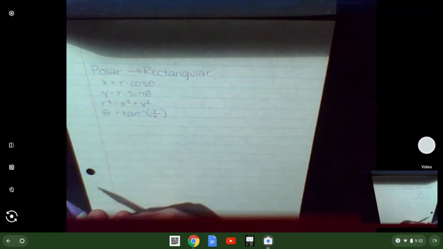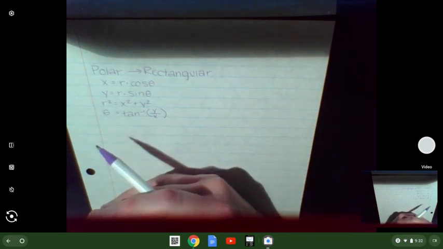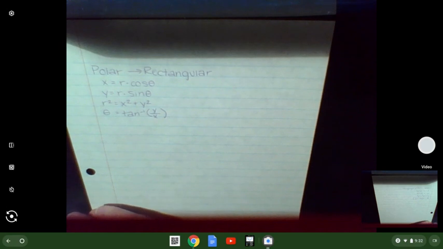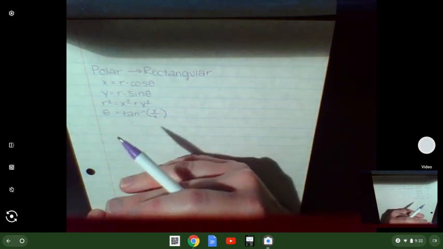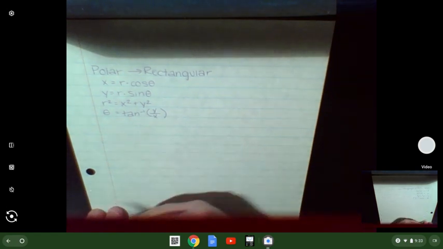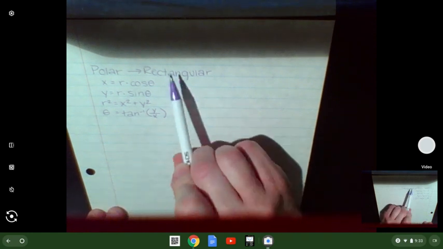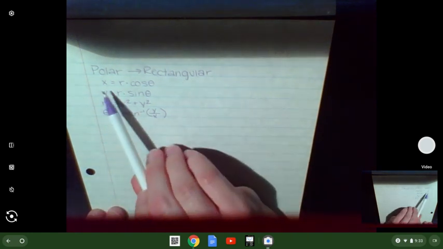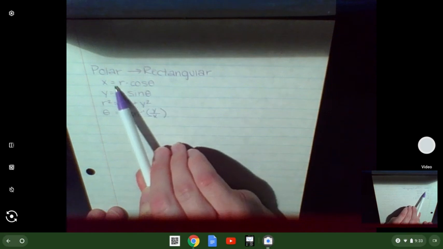typically, we are always going to see r's and thetas, and we want to get rid of all those r's, thetas, and trig functions, and leave everything in terms of x and y, giving a rectangular equation. So we may see something like this where we can use a substitution.